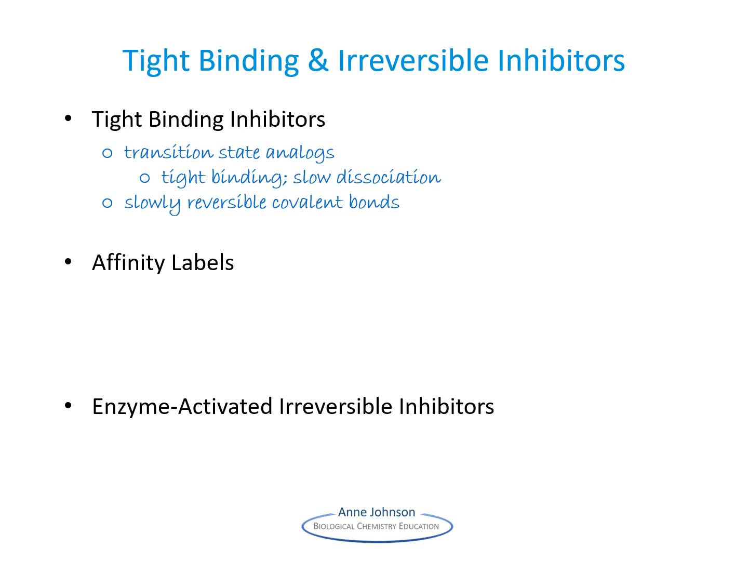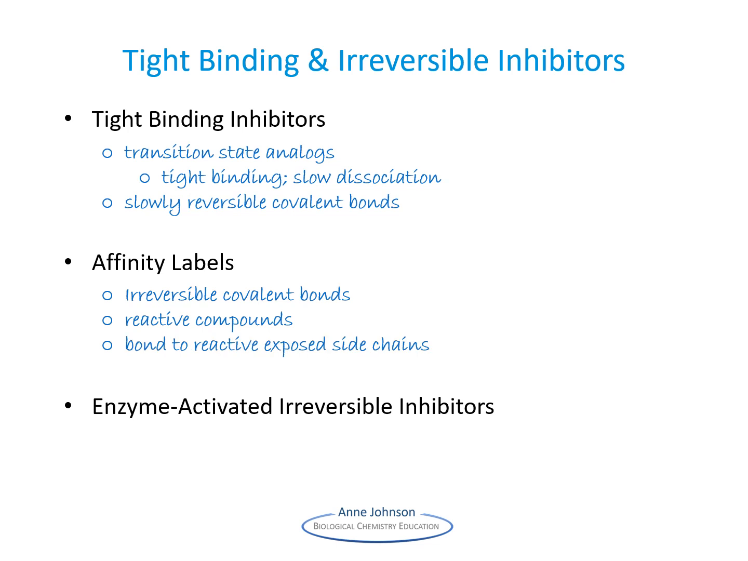Truly irreversible inhibitors are ones that form covalent bonds with the enzyme that are not reversible. The earliest of these types of inhibitors were used as affinity labels, reactive compounds that react with exposed active site and other residues to show which ones are on the accessible surface of the enzyme.